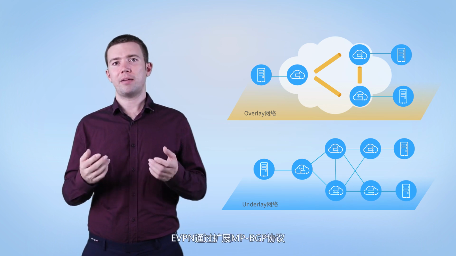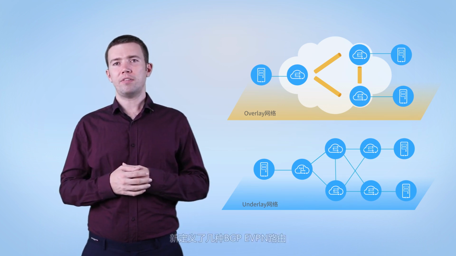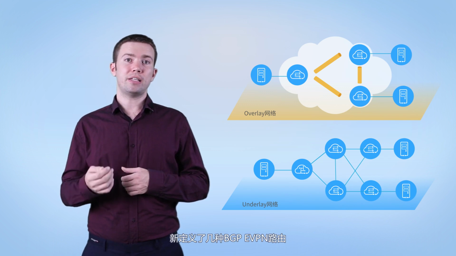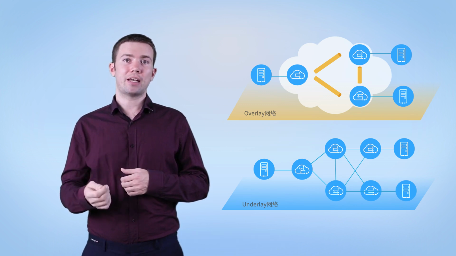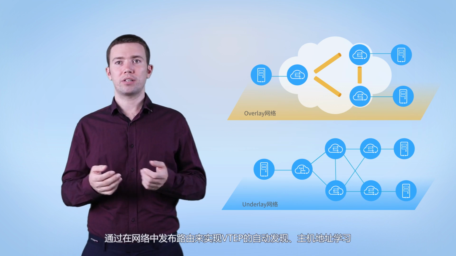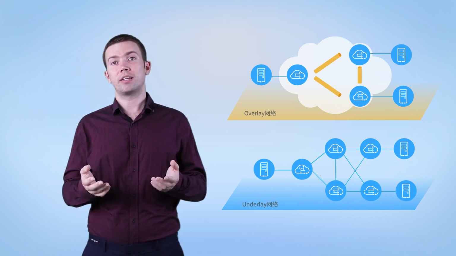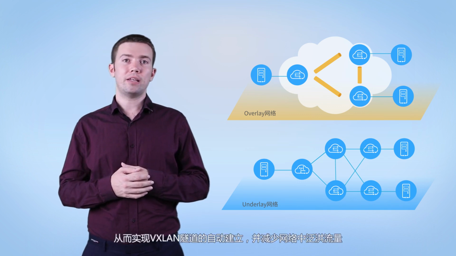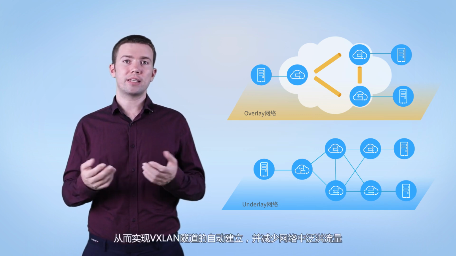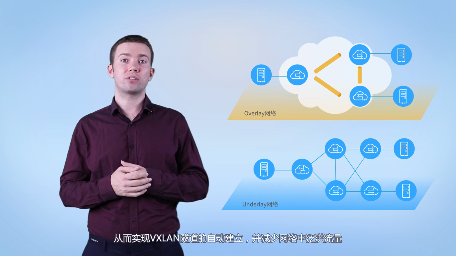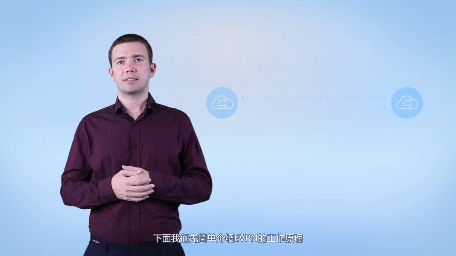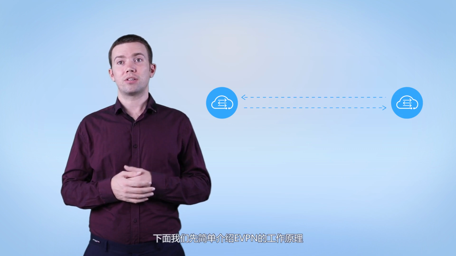By extending MP-BGP, EVPN defines several BGP EVPN route types and advertises routes on the network to implement automatic VTEP discovery and host address learning. In this way, VXLAN tunnels can be automatically established and the flooding traffic on the network is reduced. Next, let's look at the implementation of EVPN.